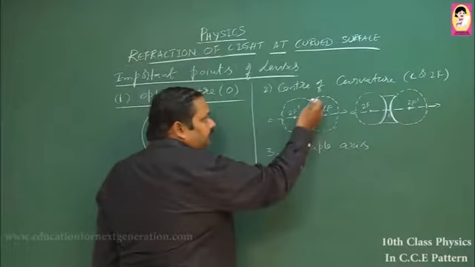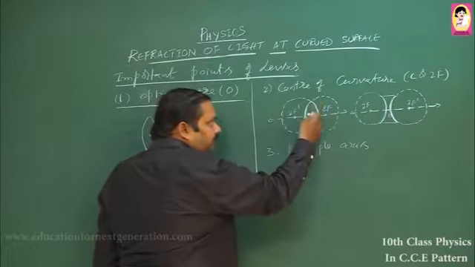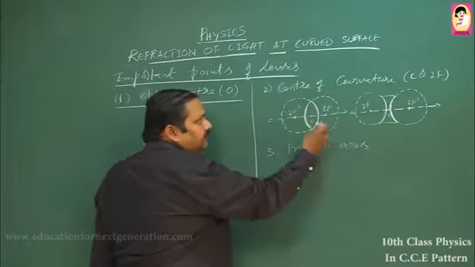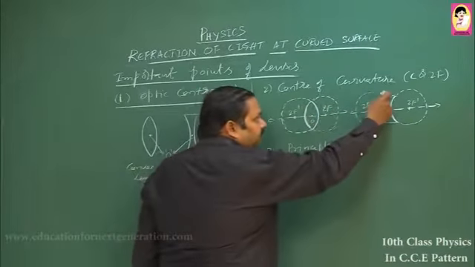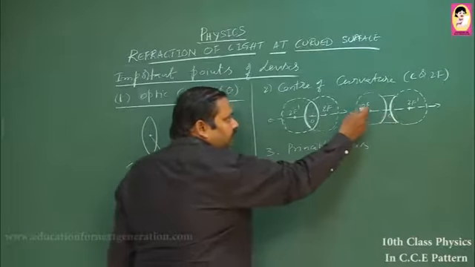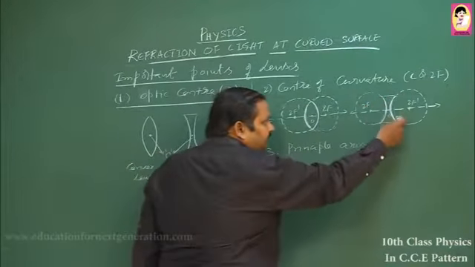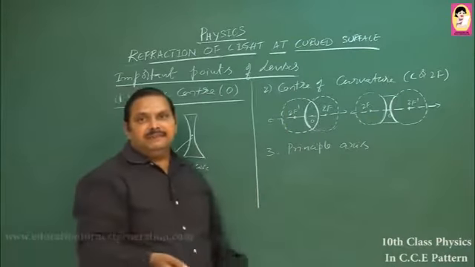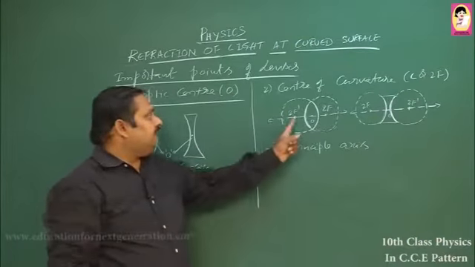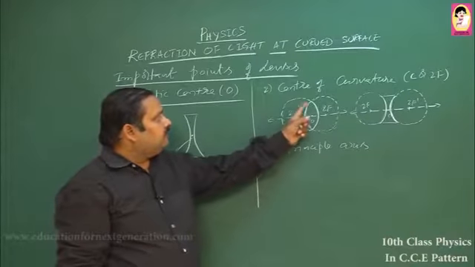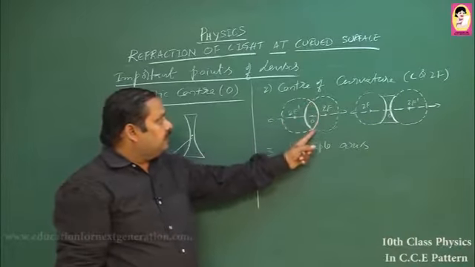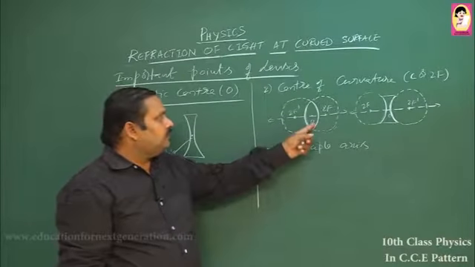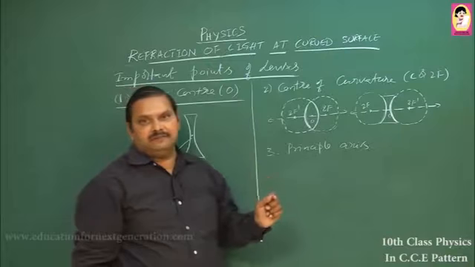Here also, center of curvature of the first surface is 2F. Center of curvature of the second surface is 2F dash. So, basically, the meaning of center of curvature is, it is the center of the sphere of which the curved surface of a lens is a small portion. So, that is the definition of center of curvature.